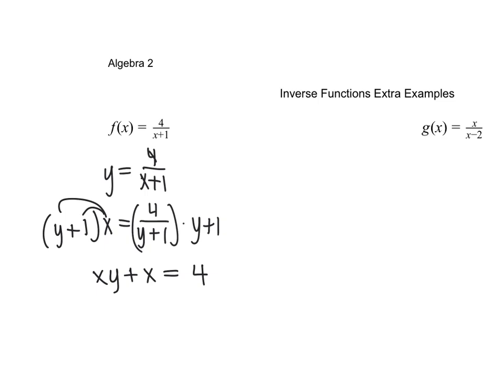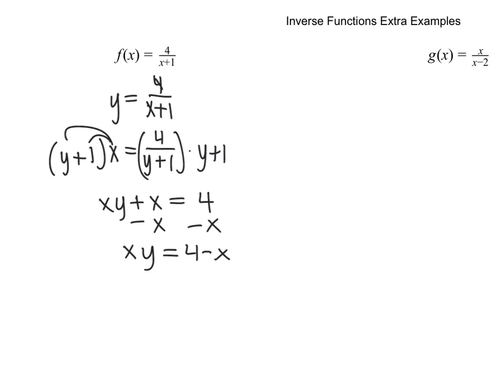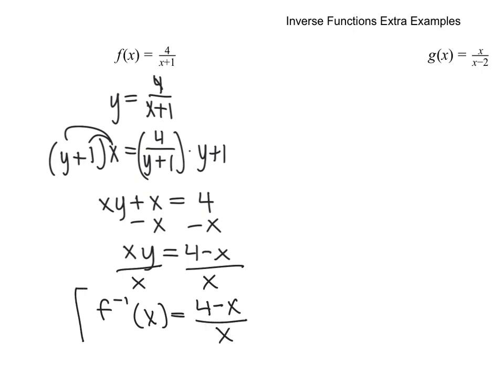Now I want to work on getting y by itself again. So I want to subtract x from both sides. So we get xy equals 4 minus x. Then my last step is going to be to divide both sides by x. Using my inverse notation, I can say the inverse of f equals 4 minus x all over x.